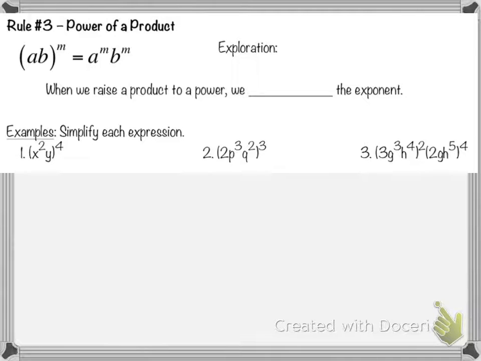Power of a product. Okay. So we're taking a product and raising it to a power. So here we have the product A times B. Any two numbers, A times B. And we're raising the whole thing to the power of M. Okay? And so what we're going to say is it's A to the M and B to the M. We end up putting both of them to the M power. And we're going to talk about why that is with our exploration.